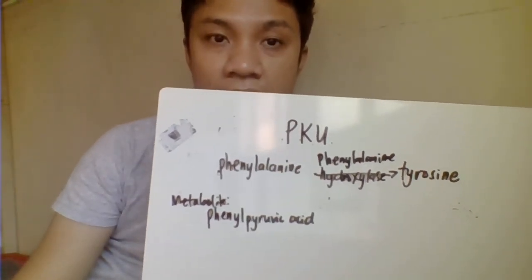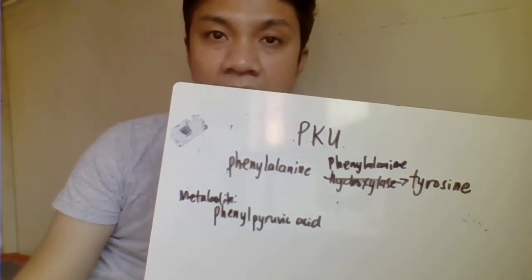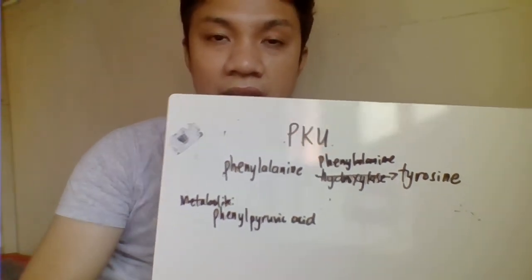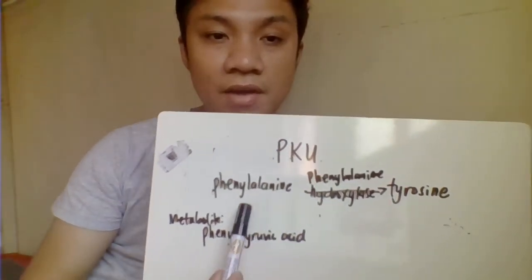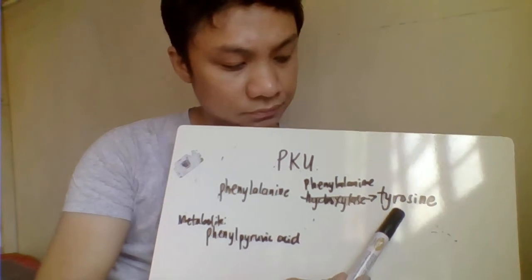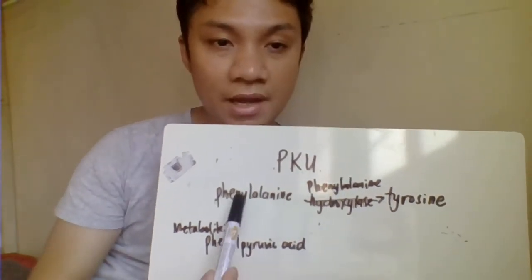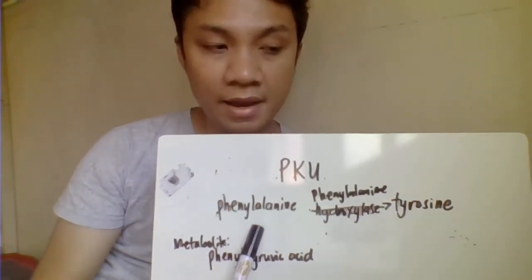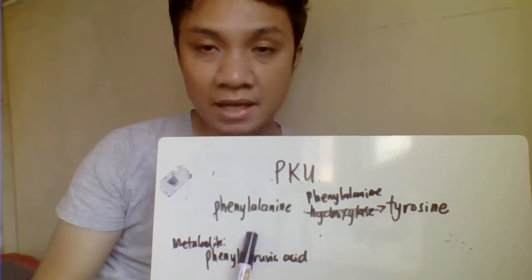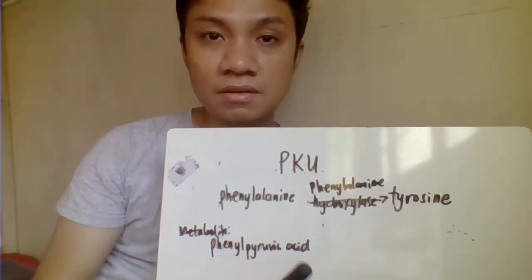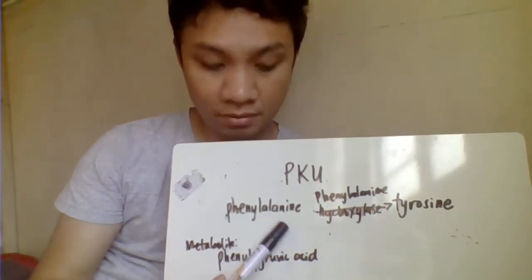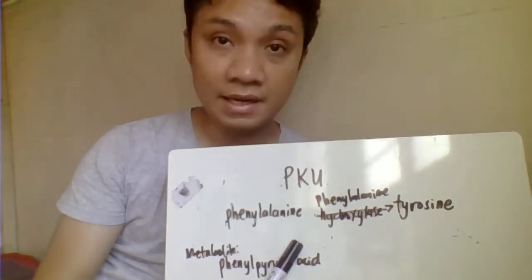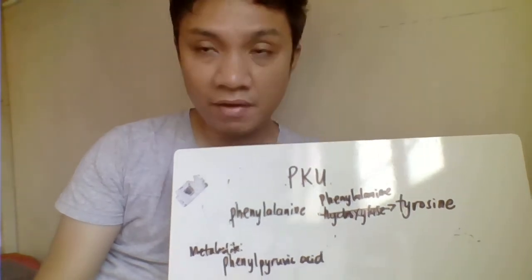Phenylketonuria is primarily characterized by the absence of the enzyme phenylalanine hydroxylase. That is the enzyme that converts your phenylalanine to tyrosine. If you don't have that enzyme, phenylalanine will accumulate in the blood, and the result of that is phenylketonuria. So, pwede din, pag sinabing phenylketonuria, what we have is increased concentration of phenylalanine or its metabolite, phenylpyruvic acid.